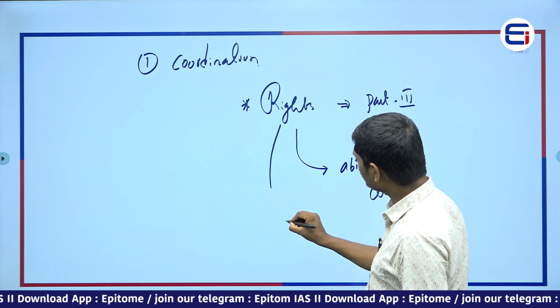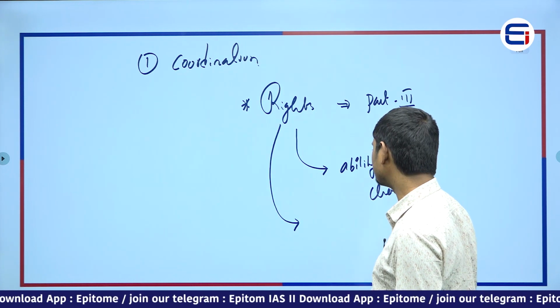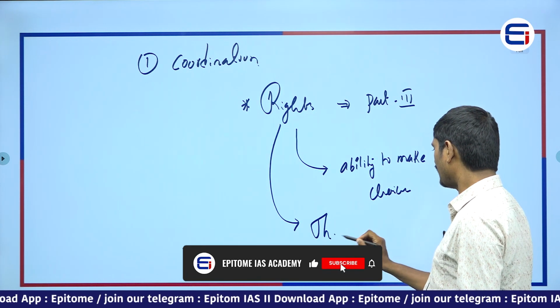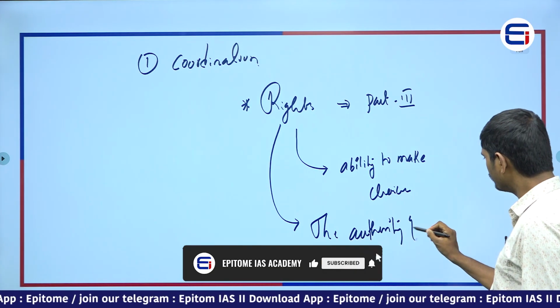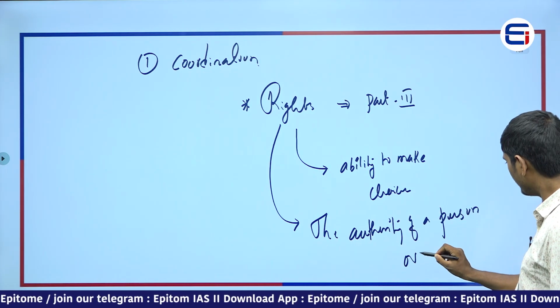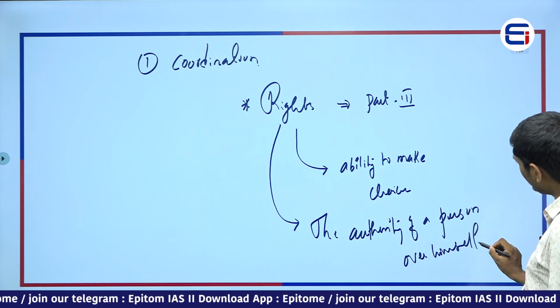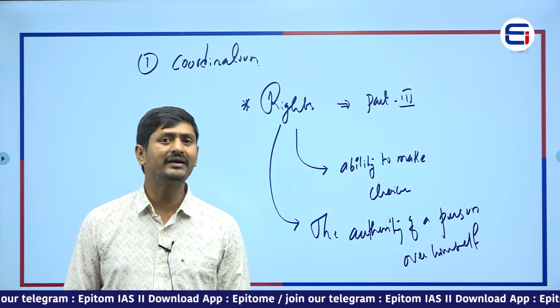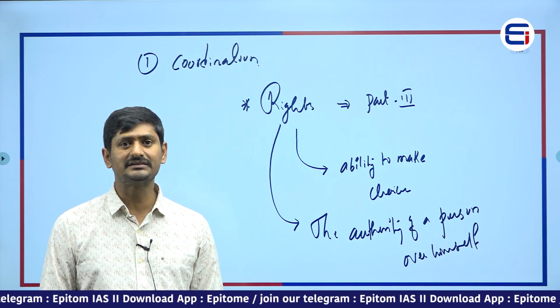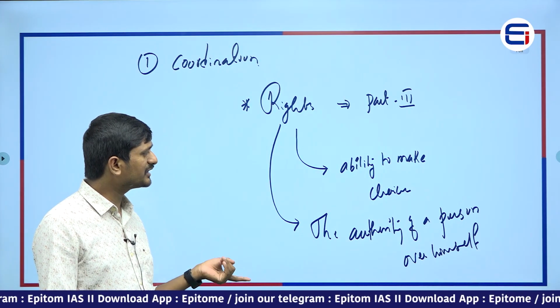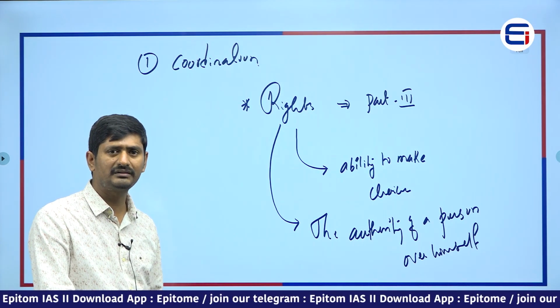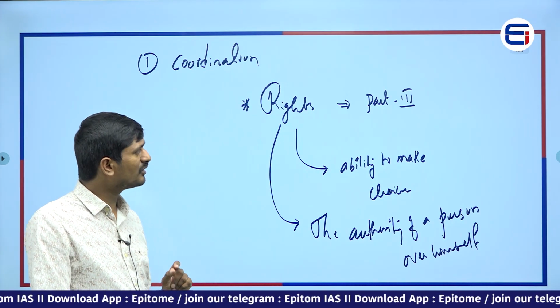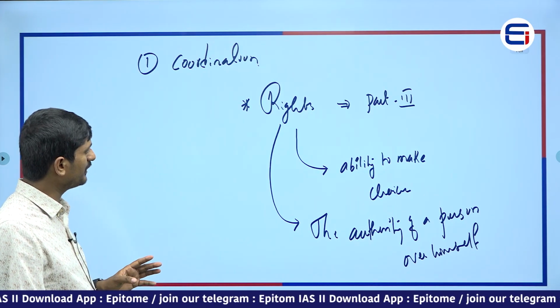Or rights can also be understood as the authority of a person over himself. That is also right. You are securing bodily autonomy, you are able to ensure your own independence, okay, independent existence. That is also right. So such kind of rights are mentioned in the part 3 of the constitution, and these are called as fundamental rights. I will explain later, okay.